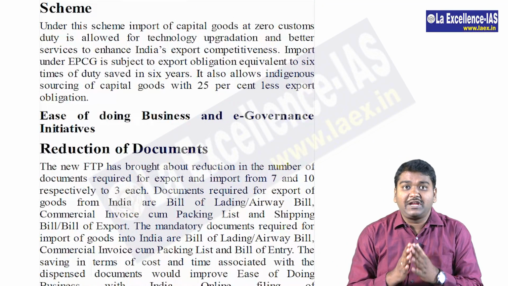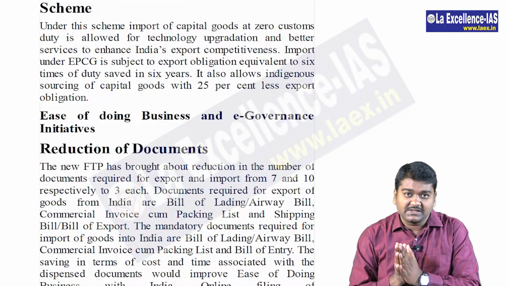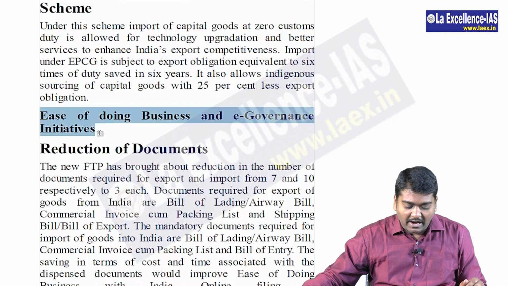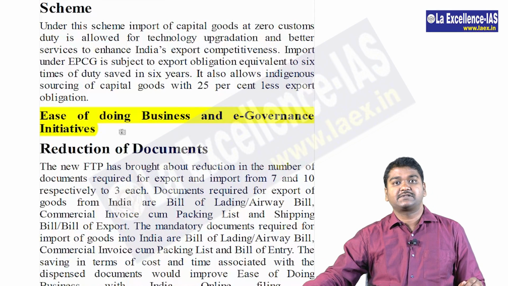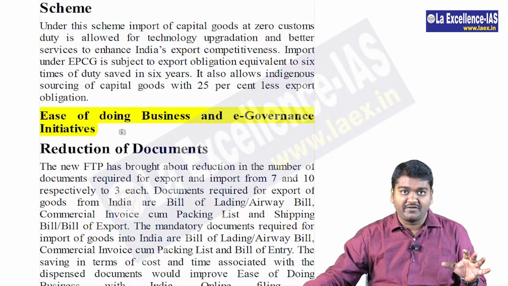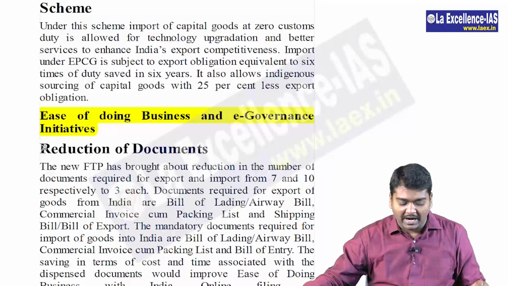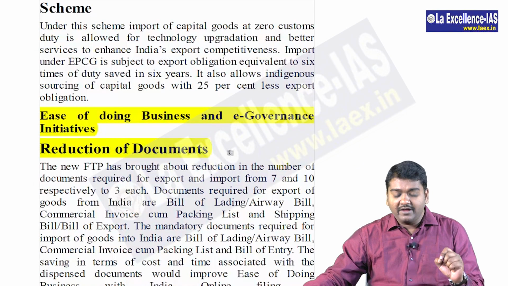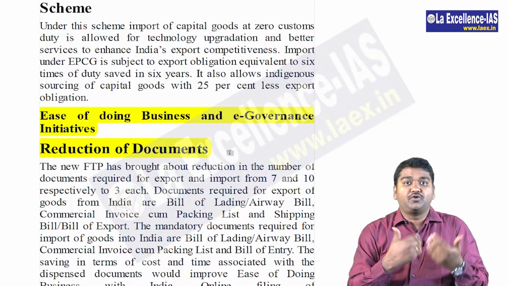Then let's quickly move to page number 156, where you have to focus on ease of doing business and governance initiatives. This topic is very important for us. Within this, we also have to look at reduction of documents. Here, they are actually talking about ease of doing business.